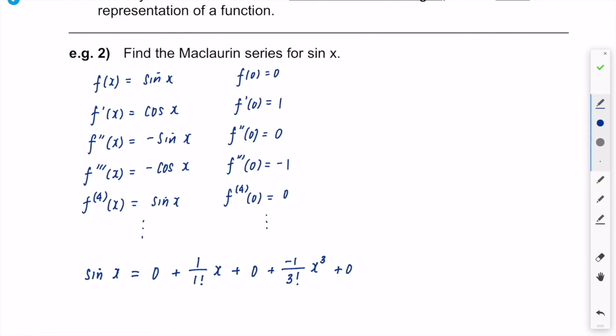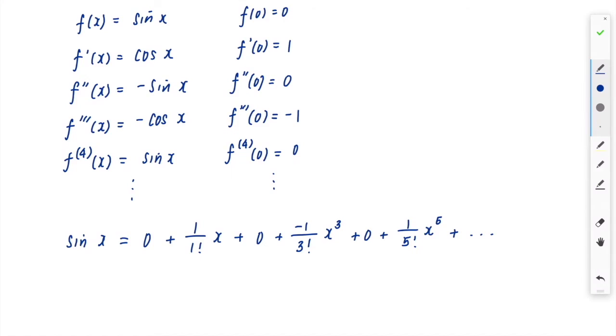Let's try another one. So we know we alternate between positive 1, negative 1. So the next one is 1 over, this is going to be 5, so 5 factorial. And don't forget, a Maclaurin series is infinite. We need the dot dot dot at the end. And now let's try to generalize this whole series.